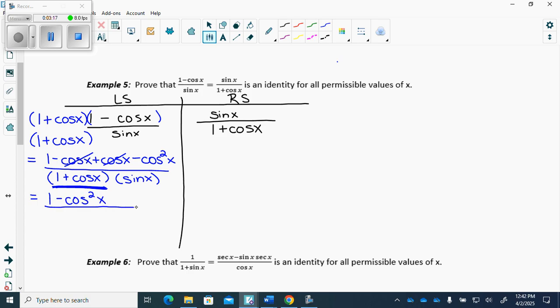over, some people are figuring it out, 1 plus cos x, sine x. What is 1 minus cos squared x? I heard people whispering it. Sine squared x.